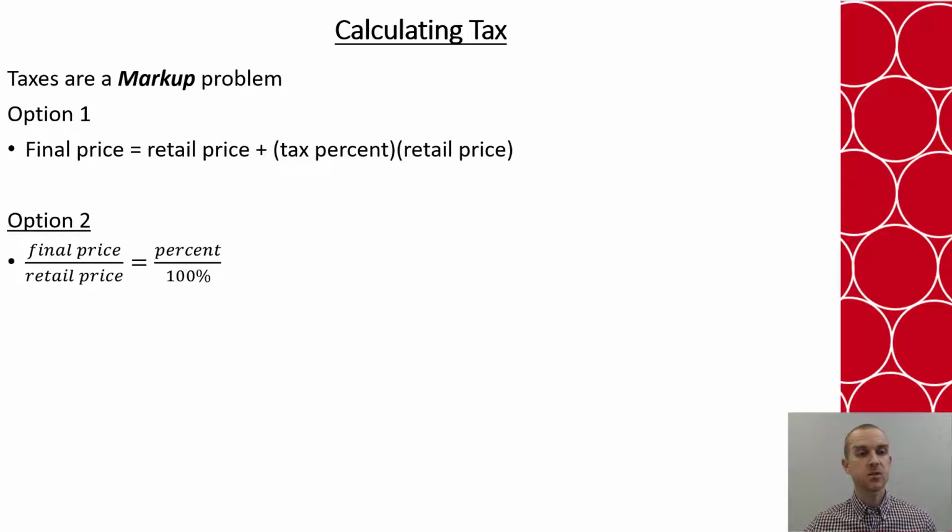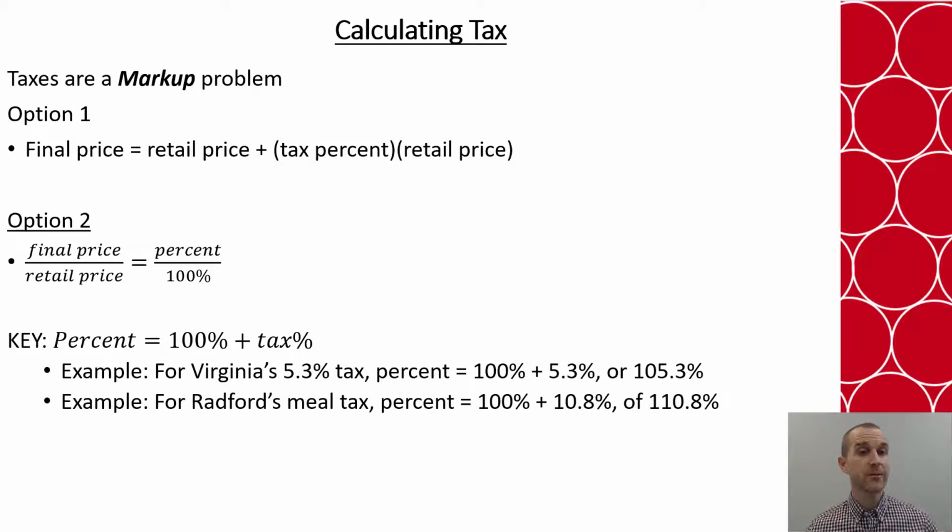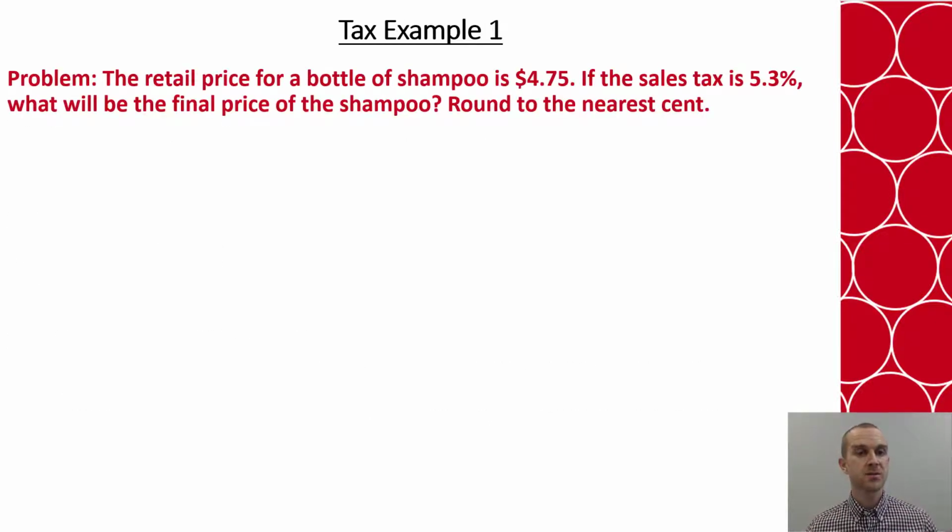The key to remember is that if you use the proportional reasoning, that percent is the percent plus the tax percent, because that final amount compared to the retail, it's more than 100% of the retail price. So if we're talking about the 5.3% of Virginia sales tax, that means we would plug into the percent column 105.3%. Or if we were talking about Radford's meal tax, that total percent would be 110.8%. So let's look at some examples.